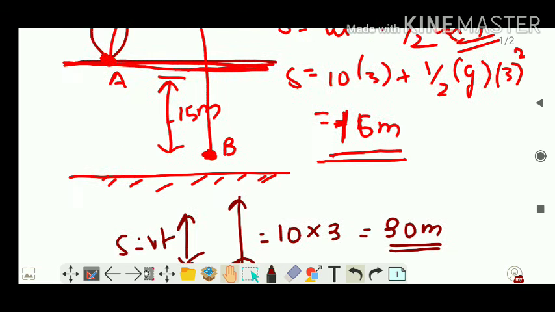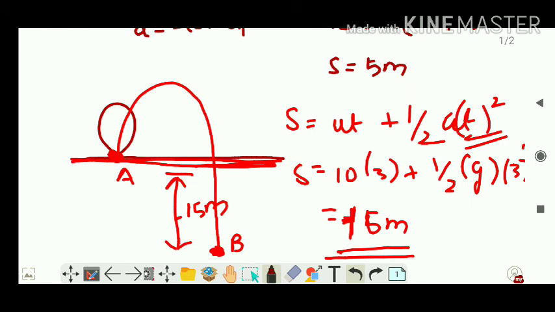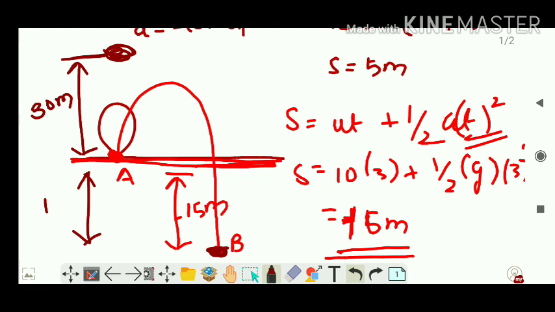So in the previous diagram itself, the balloon would have reached here and this is its initial position, right? So this would have been 30 meter, and this is now the position of the stone. So this is 15, right? So what is the distance between the balloon and the stone now? It is 30 plus 15, that is 45 meter. Clear?